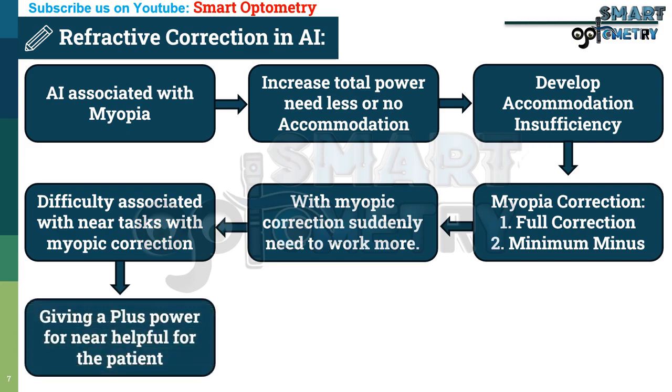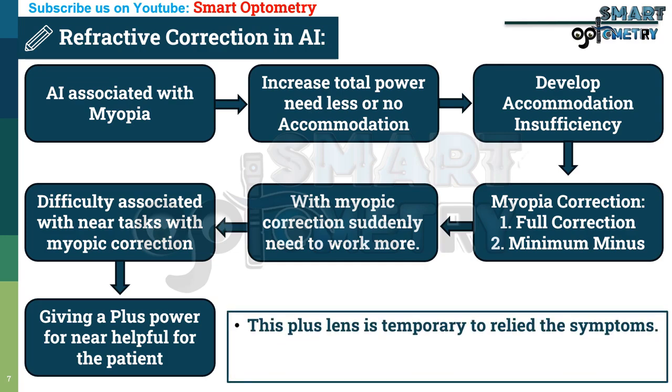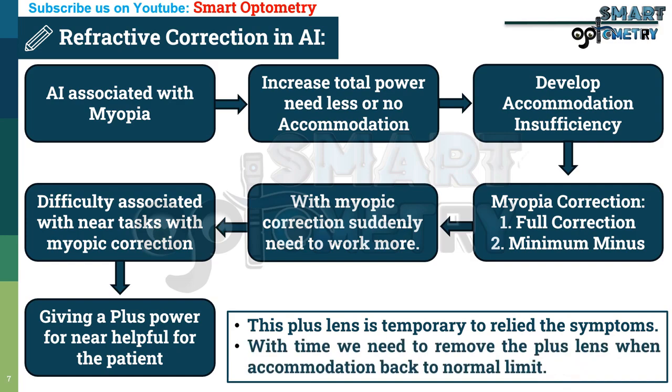Thus, giving a plus lens in accommodation insufficiency is an important option. But remember, this plus lens is temporary to relieve the symptoms. With time, we need to remove the plus lens when accommodation is back to normal limit. Let's see how to identify the amount of plus power we need to prescribe in accommodation insufficiency in the next slide.